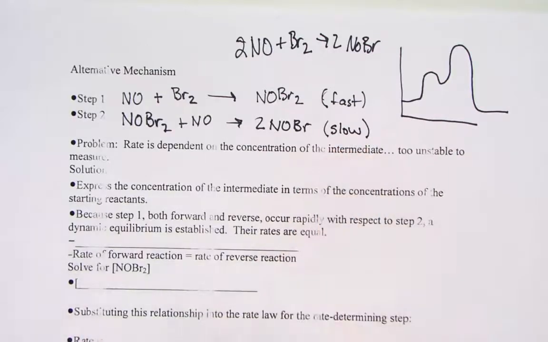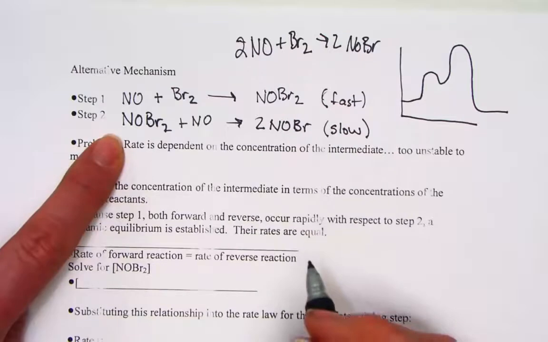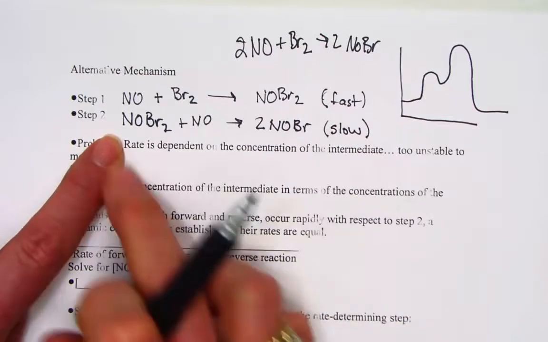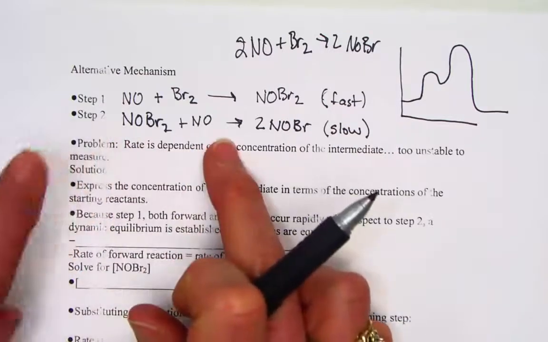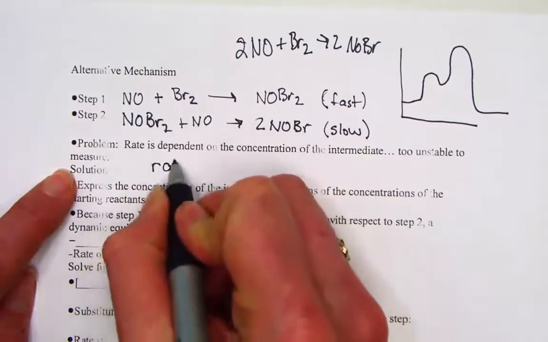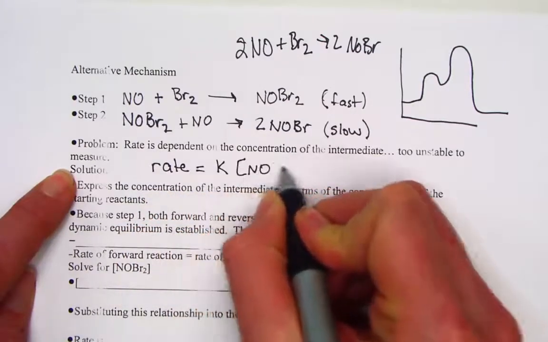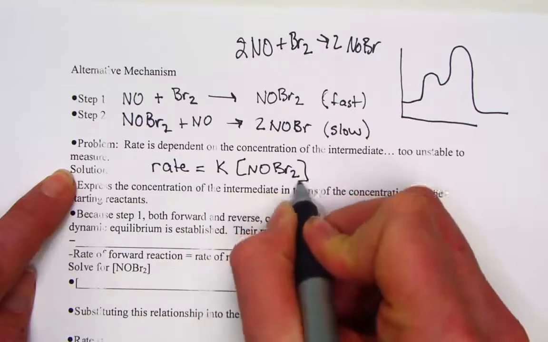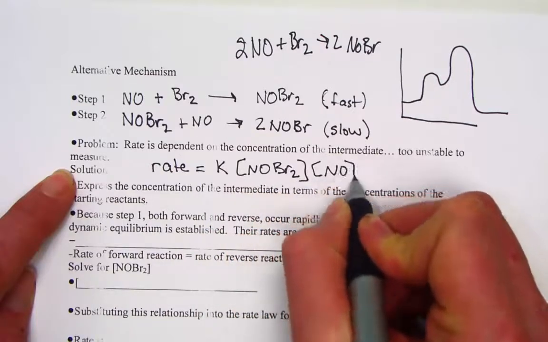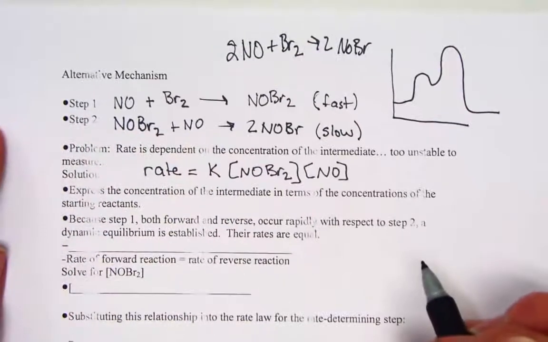Now, if this is the rate determining step, which it is, it has the highest activation energy, here's what we're now determining: the overall rate law comes from the slowest step. This is what it would look like. Rate is equal to k times the concentration of NOBr2 times the concentration of NO. Both first order, this would be a bimolecular elementary reaction.